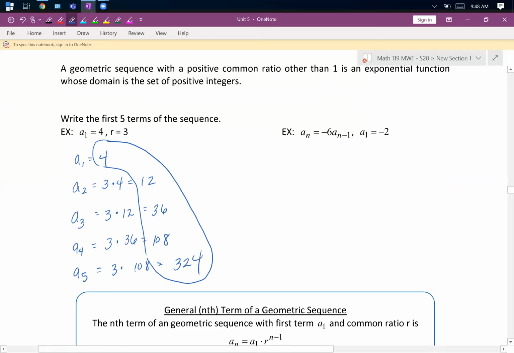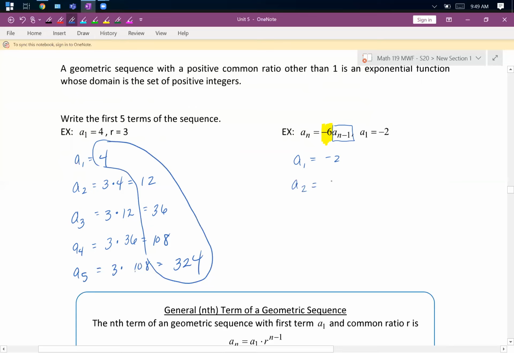All right, in our next example, our formula has been written as a recursion formula. Remember, we recognize a recursion formula when we have this n-1 subscript: a sub n-1 tells us to be working off the previous term. So we're starting with a sub 1 equal to -2. And then our recursion formula tells us to multiply the previous term, a sub n-1, by -6. So -6 is our common ratio, and we'll just start multiplying.